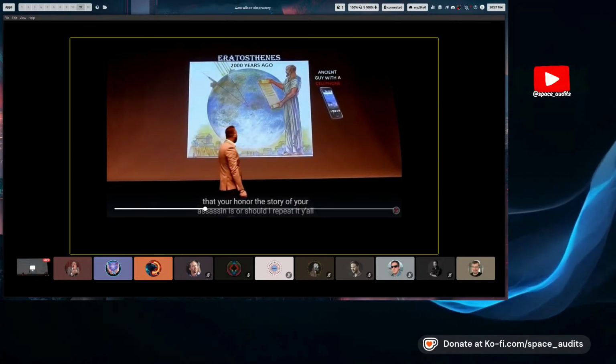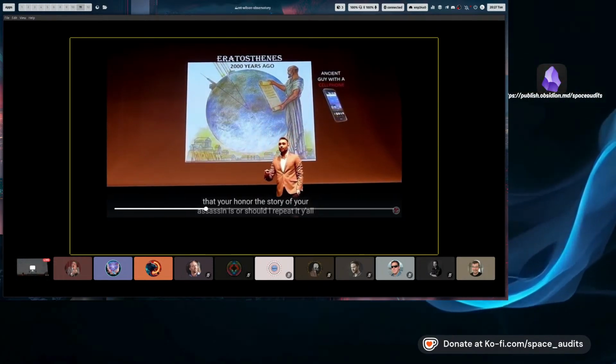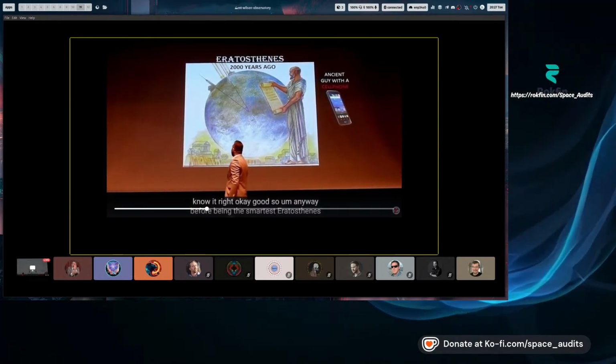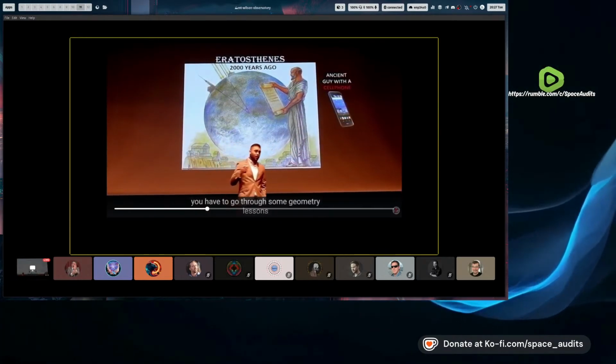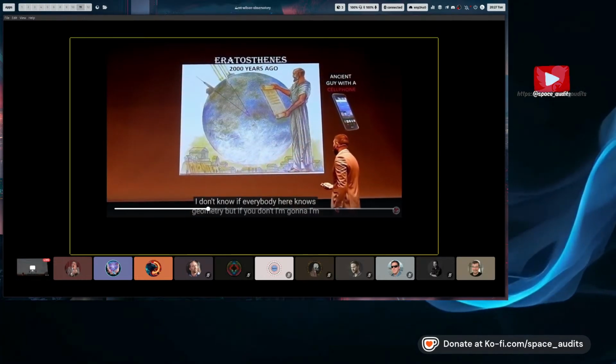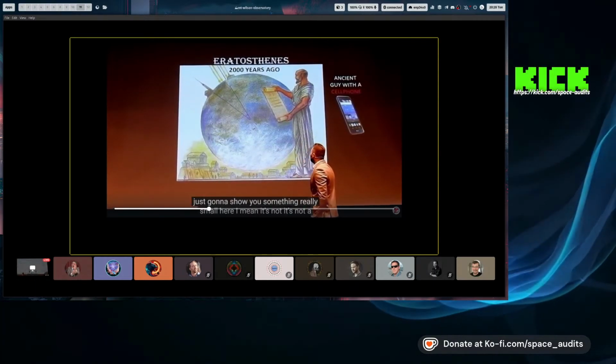So how did he do that? You all know the story of Eratosthenes, or should I repeat it? You all know it, right? Okay, good. So, anyway, before being as smart as Eratosthenes, you have to go through some geometry lessons. I don't know if everybody here knows geometry, but if you don't, I'm just going to show you something really small here. I mean, it's not a big problem.